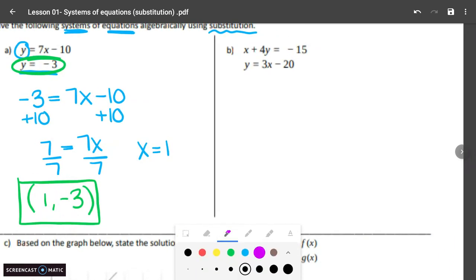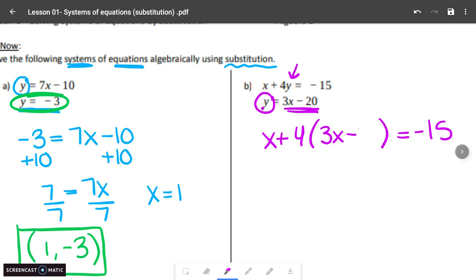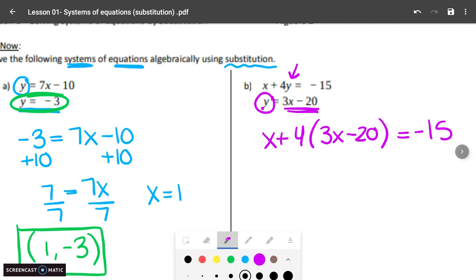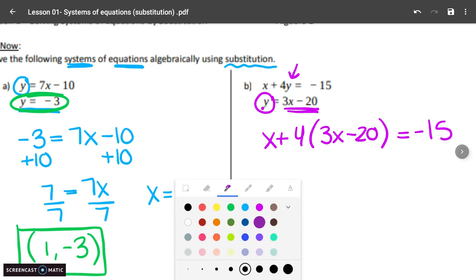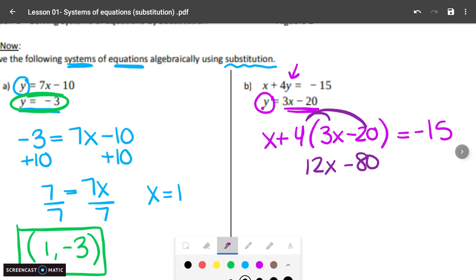It's going to be a little bit different in part B because now we don't have y equal to a constant. Instead, y is equal to this whole 3x minus 20. But y and y are going to be equal to one another, so we're going to plug in. So what I mean by that is wherever y was, I'm going to plug in that y value that we have, this 3x subtract 20. One thing I want to make sure not to do is I don't want to forget to distribute. So I should have 4 times 3 is 12x, subtract 80, and then we can bring the rest of this down.